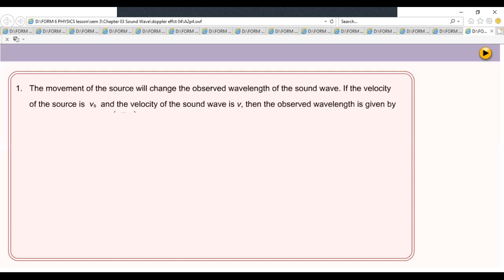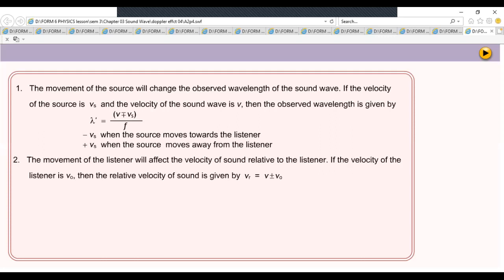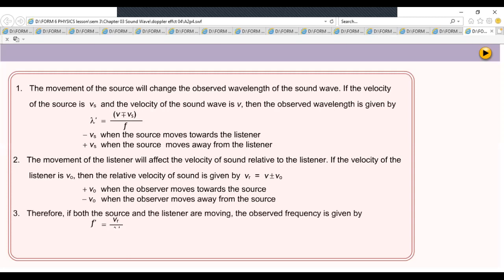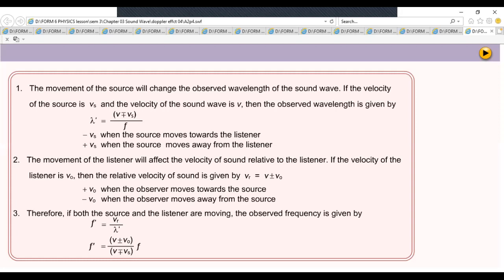As a result, the movement of the source will change the observed wavelength of the sound wave. If the velocity of the source is Vs, the car, and the velocity of the sound wave is V, then the observed wavelength, given by lambda prime, is equal to (V minus or plus Vs) over f.